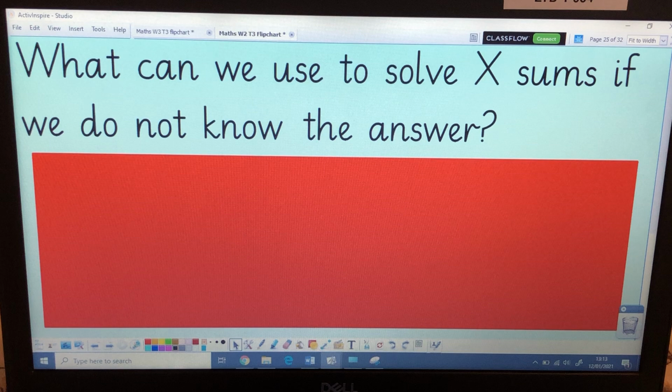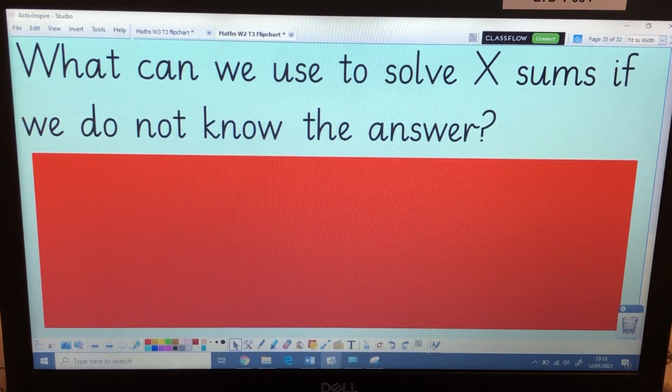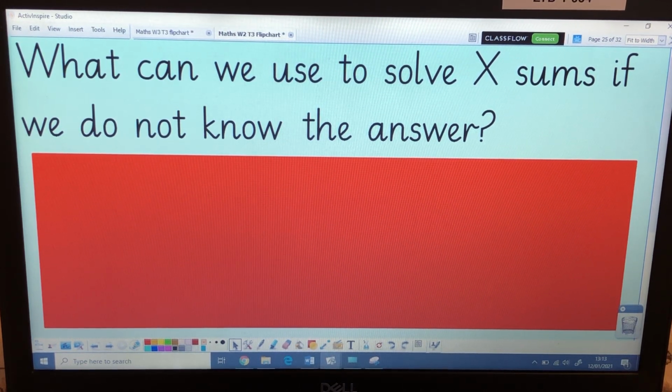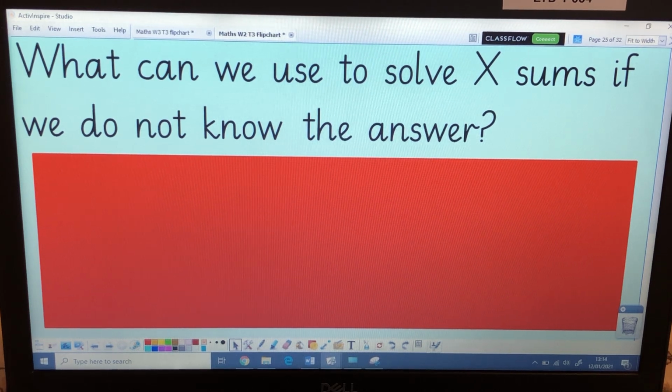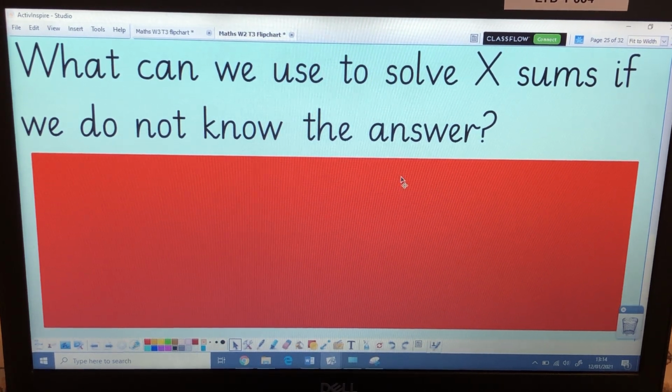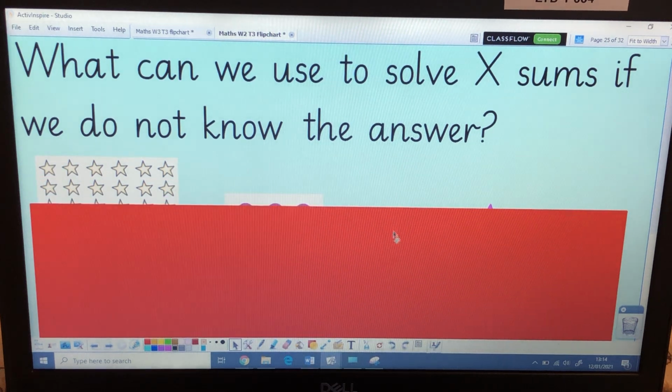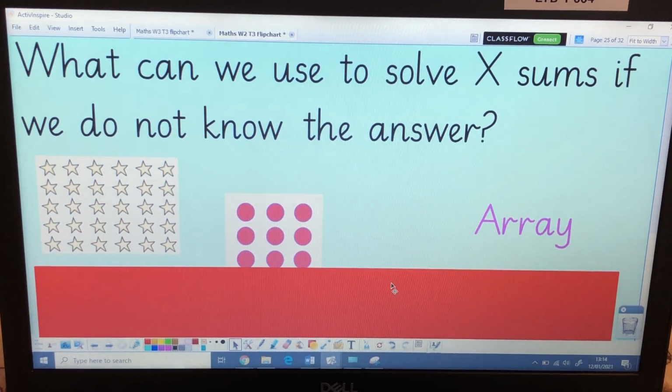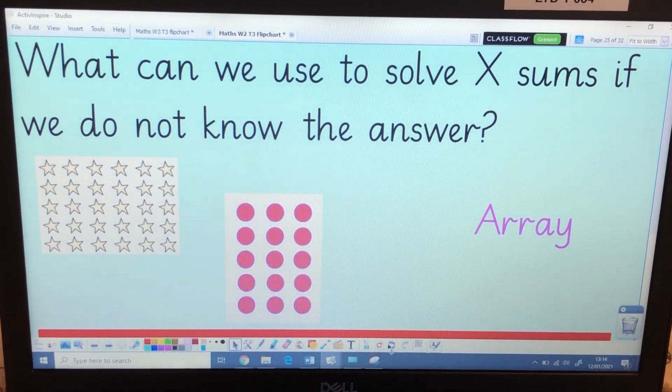And here's our first question. What can we use to solve multiplication sums if we do not know the answer? Now, I gave you a little clue just then, but I wonder if you can remember and what they might look like. Shall we have a look? Brilliant, you're right. We use an array. And they look a little bit like the pictures here, don't they? And we can use objects and we can draw them as well.